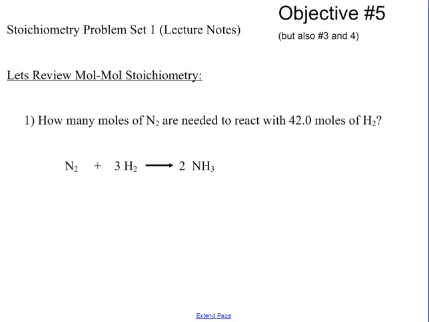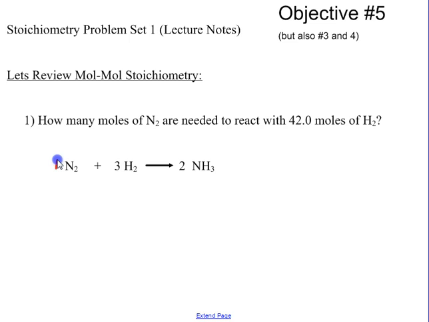So far you have done mole-mole stoichiometry, which means you've started with a balanced equation and you have recognized that the coefficients in a balanced equation represent mole ratios. So what that means is, for example, in this equation of nitrogen and hydrogen turning into ammonia, the ratio of 1 to 3 to 2 means that you need 1 mole of nitrogen gas to react with 3 moles of hydrogen gas to make 2 moles of ammonia.